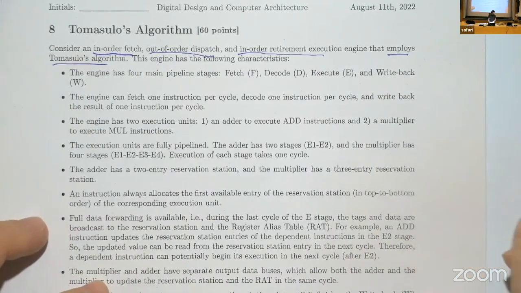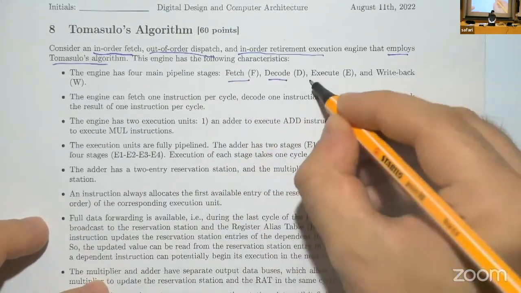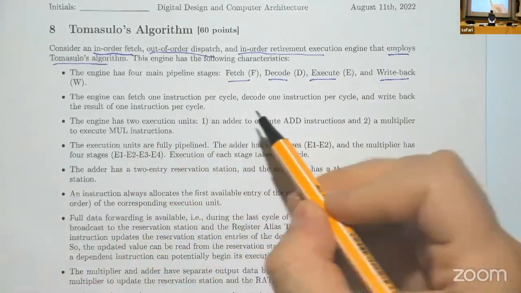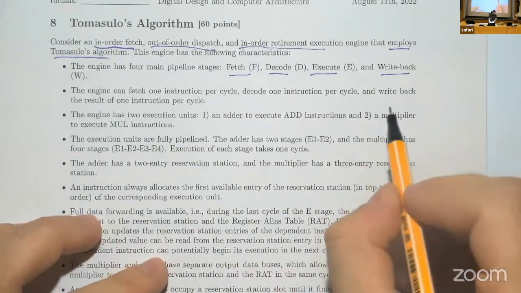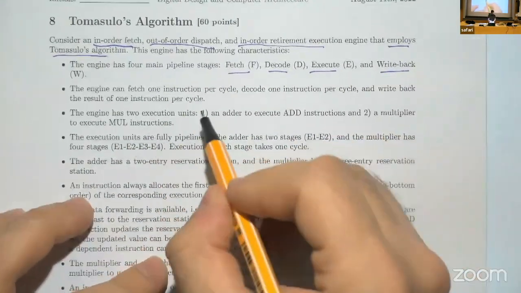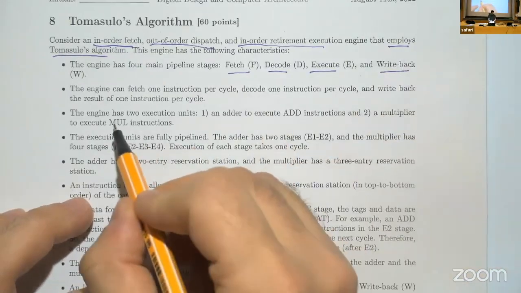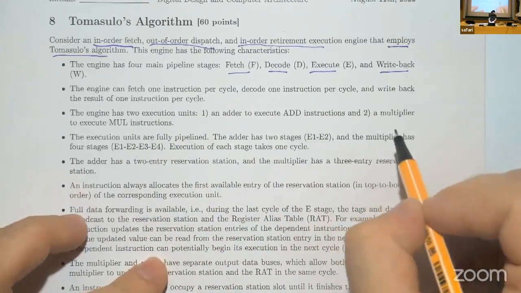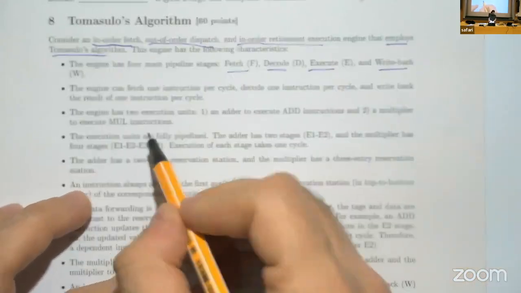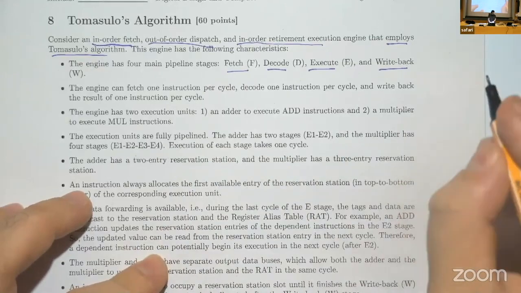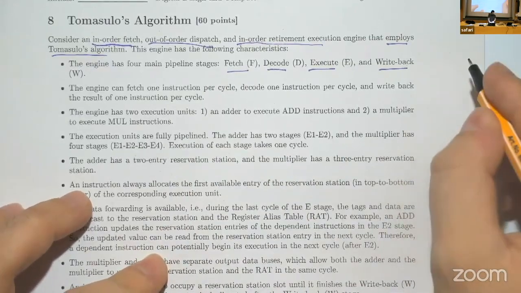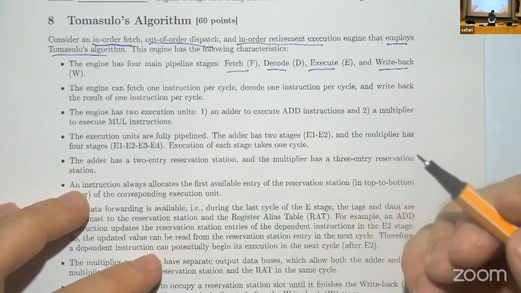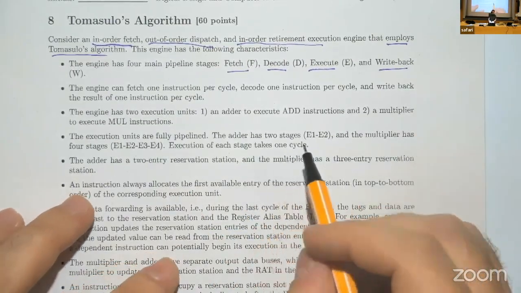4 pipeline stages: fetch, decode, execute, and write back. The engine can fetch 1 instruction per cycle, decode 1 instruction per cycle, and write back the result of 1 instruction per cycle. The engine has 2 execution units, an adder to execute add instructions and a multiplier to execute mul instructions. The execution units are fully pipelined. The adder has 2 stages, E1 and E2, and the multiplier has 4 stages, E1, E2, E3, E4. The execution of each stage takes 1 cycle.